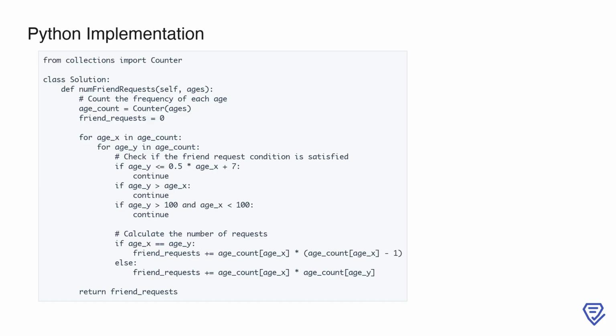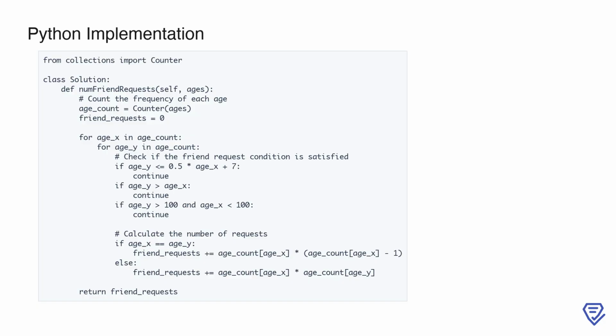This solution addresses the problem of determining the number of valid friend requests based on specific age constraints. Here's the breakdown. 1. Initialization. We use the Counter class from the collections module to count the frequency of each age. This allows us to efficiently calculate the number of people at each age, which is essential for determining valid friend requests. 2. Nested loops. The outer loop iterates over all unique ages, age_x, and the inner loop checks all possible ages, age_y, that age_x can send friend requests to. This ensures we evaluate all age pairs for valid requests.